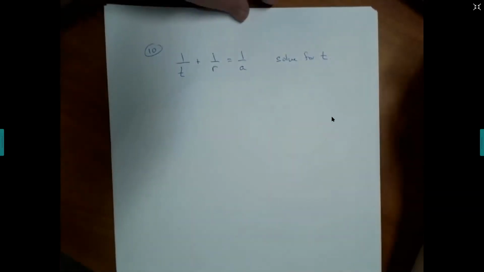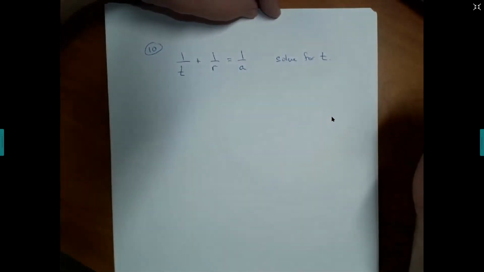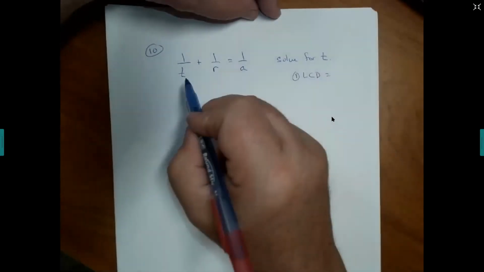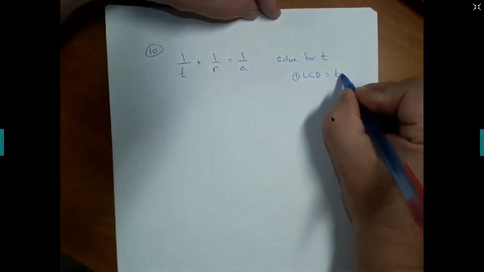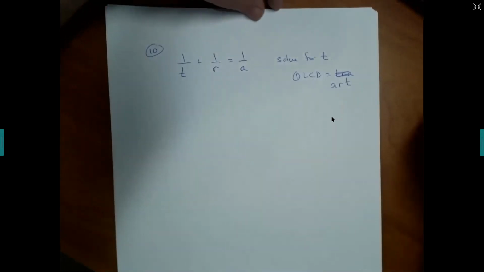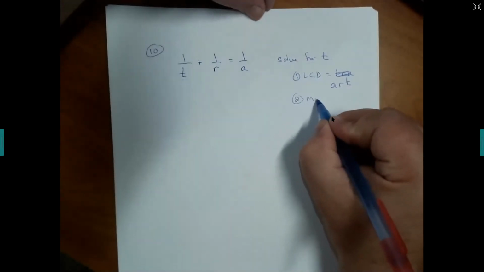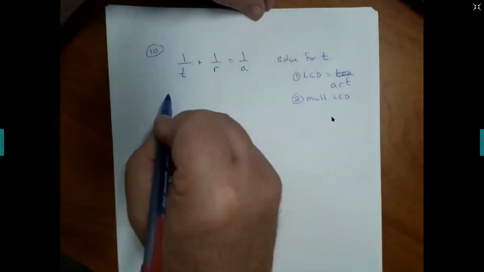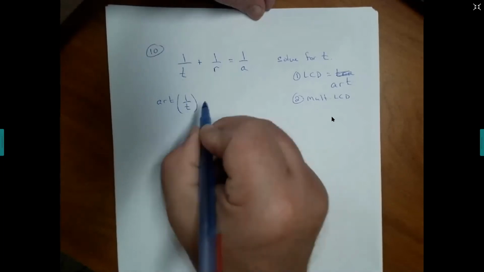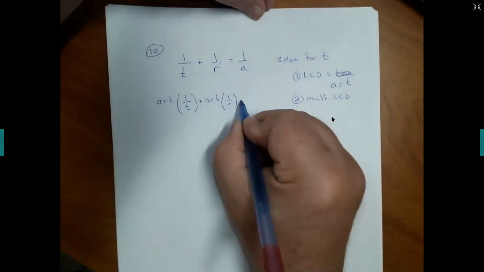Nope. Remember, the same rules apply. We have fractions and the equal sign. What do you always do when you have fractions and equal signs? Yes, it is. TRA, or we can say ART. It's just all the denominators put together. Multiply the LCD to each term. So I just put that in front.